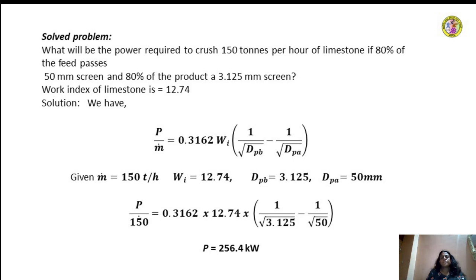The substitutions will be done like this. P, which you are supposed to calculate, divided by 150, the feed rate, equals 0.3162 into the work index, which is given as 12.74, into 1 by square root of 3.125 minus 1 by square root of 50. After you perform the calculations, the power required is obtained as 256.4 kilowatts. So that is how you can use the work index and Bond's law statement to calculate the power required for a size reduction operation.